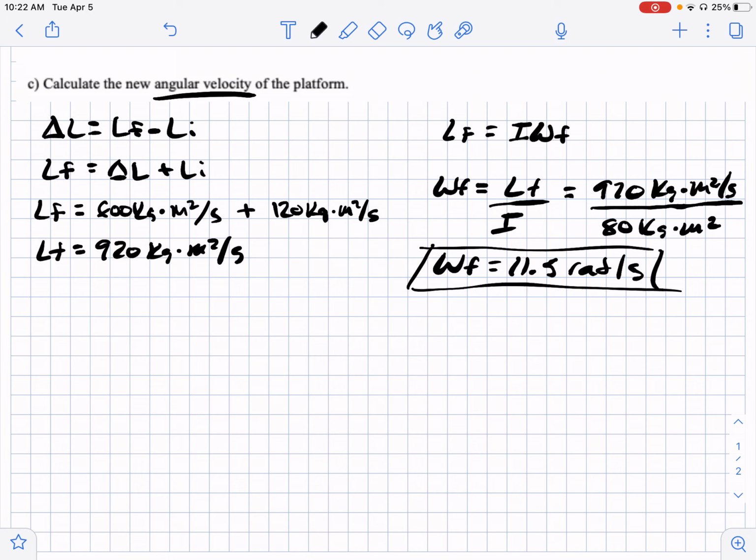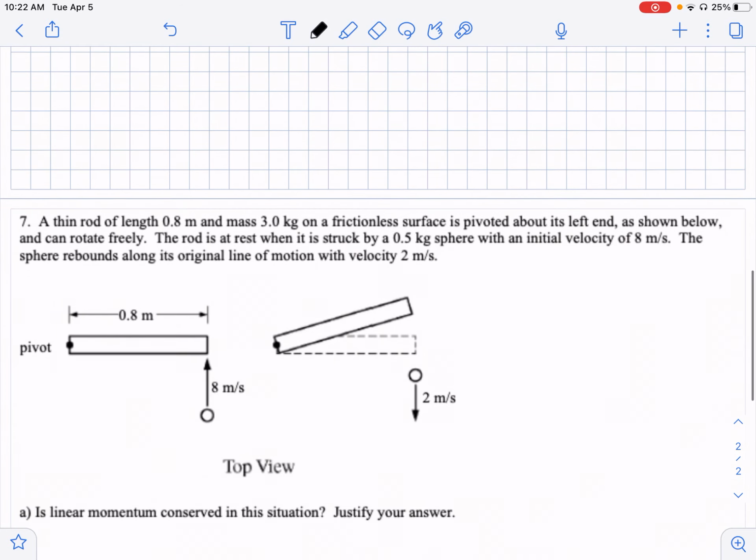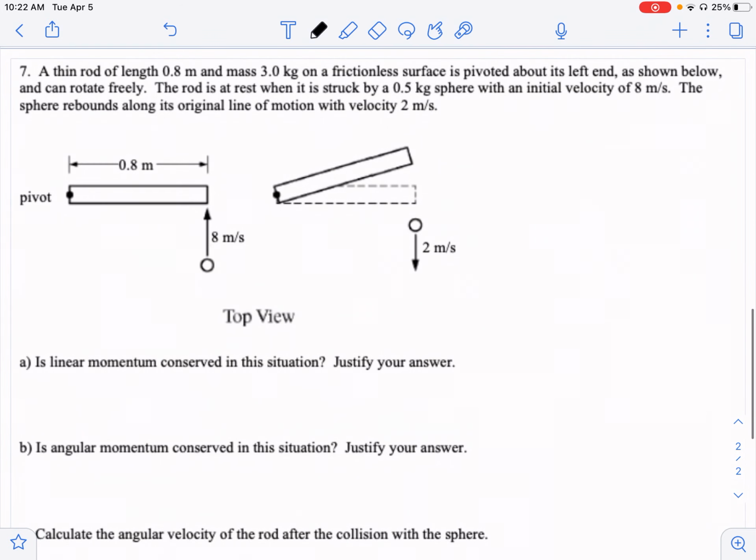Now let's jump to number 7 on your assignment. Number 7 says we have a thin rod. It's 0.8 meters long, mass is 30 kilograms, and the axis of rotation is there on the left. And it says the rod is at rest, so that's important, we'll underline that. And it's struck by a 0.5 kilogram sphere that has an initial velocity of 8 meters per second, and then it rebounds with a velocity of 2 meters per second.